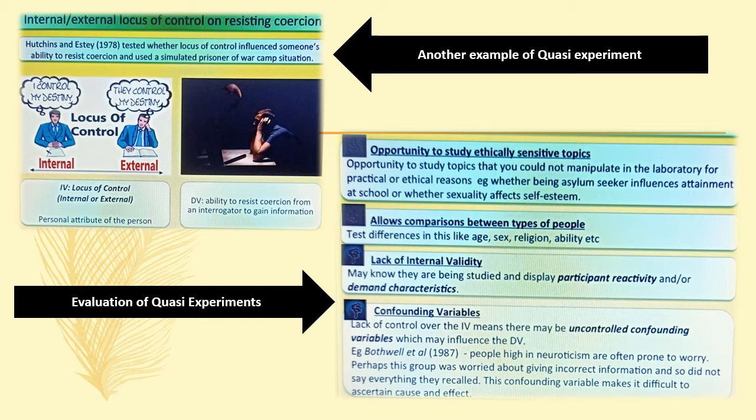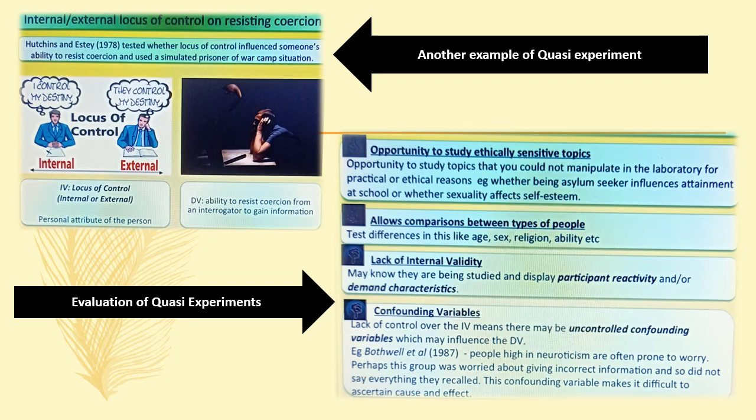Now moving on to certain limitations, that is disadvantages. There is a lack of internal validity in a quasi experiment. That means participants may know they are being studied and display participant reactivity and or demand characteristics. Okay, so basically it has a lack of internal validity.